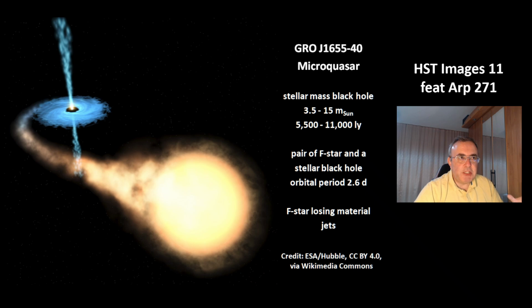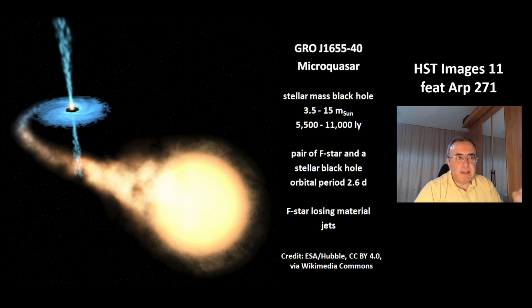This is a picture of a microquasar, GRO J1655-40. This is a stellar mass black hole. Stellar mass black holes typically have a mass of 3.5 to 15 solar masses. This is an artist's illustration.